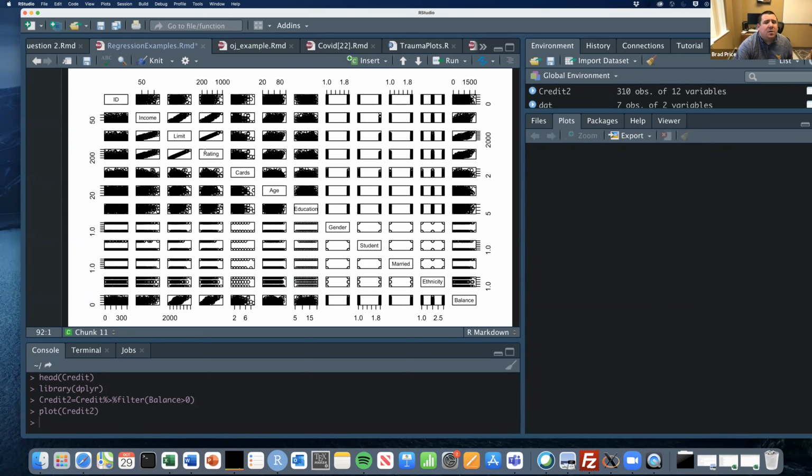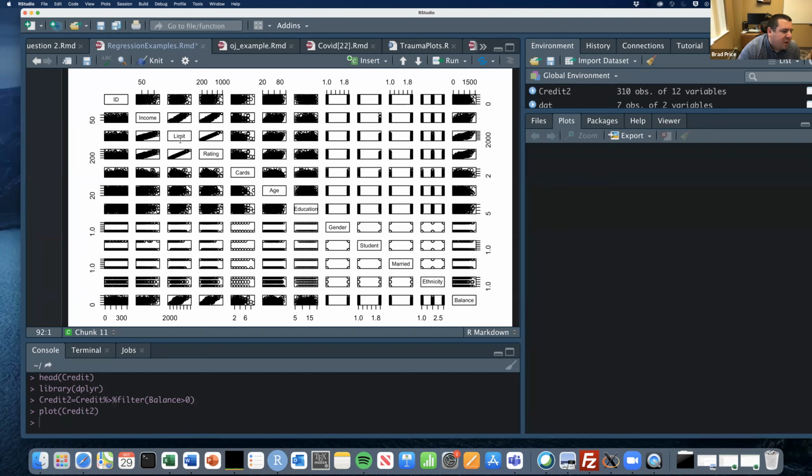Now, where I want to look is right here, because this is balance on the y-axis, because we're in that row, limit on the x-axis, and rating on the x-axis. So these two plots. Now, I know you can't zoom in on them, but at first glance, we see a positive relationship there. You guys with me on that? See that positive relationship.